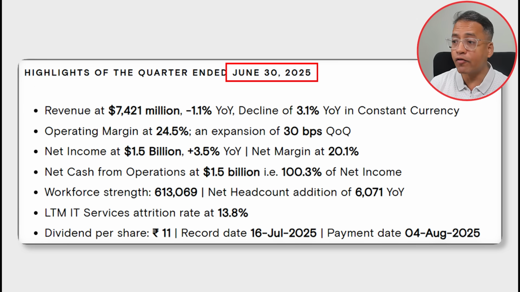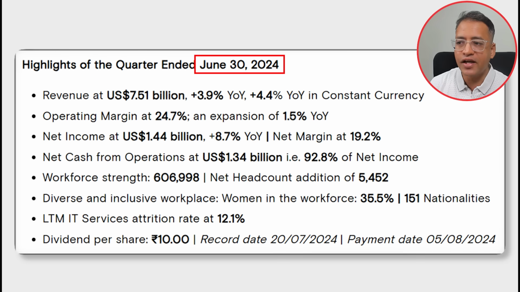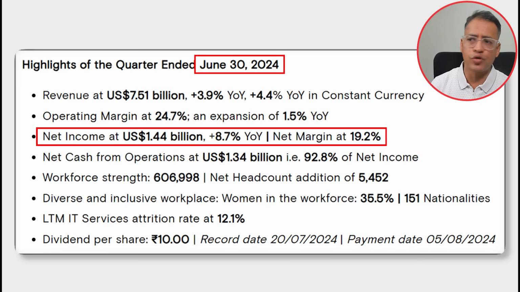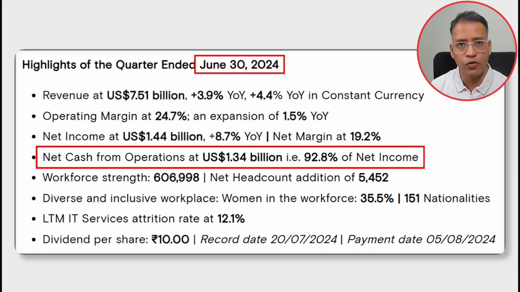But more importantly, if you look at the net income, you will note here that this year it has only grown by 3.5%. Last year it grew by 8.7%. So there is a stark difference in terms of the growth of net income. This to me looks like profitability is also taking a hit right now from a results perspective. The only good thing is that the net cash that TCS has generated is way high, almost 100.3% of the net income. It is $1.5 billion versus $1.34 billion.